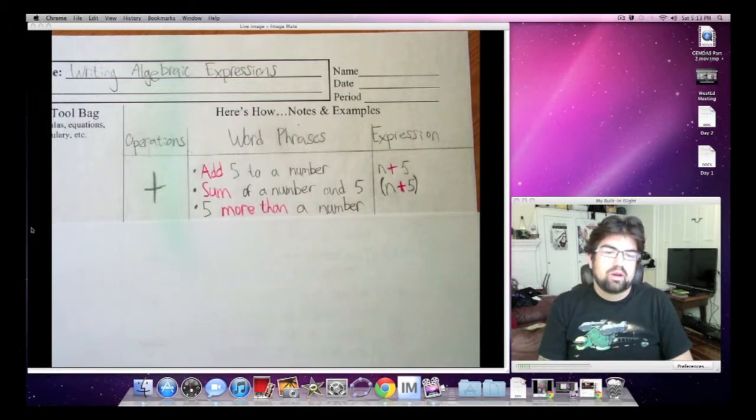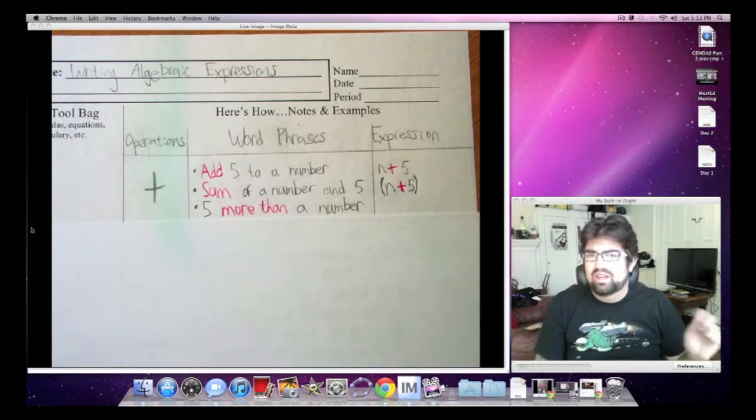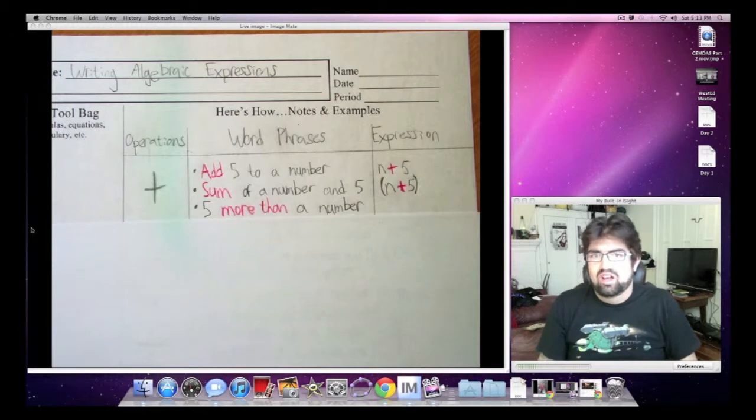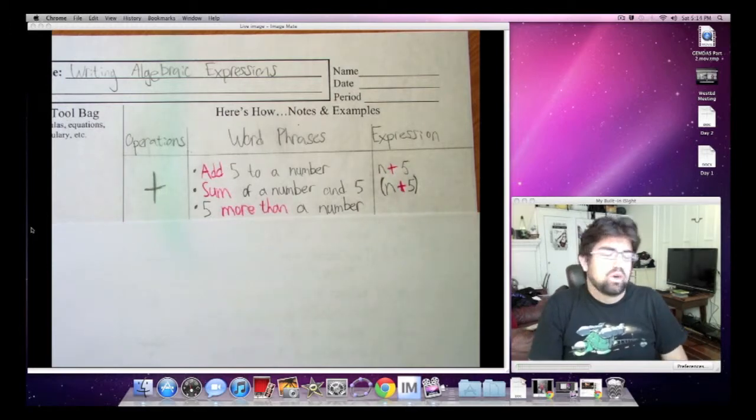So don't freak out. Basically, whenever I move it to a new spot, pause it, write down what's on there, and then listen to the audio part. Because I'm just going to read through and I'm going to go through. I'm not going to have pauses while we're working through this.